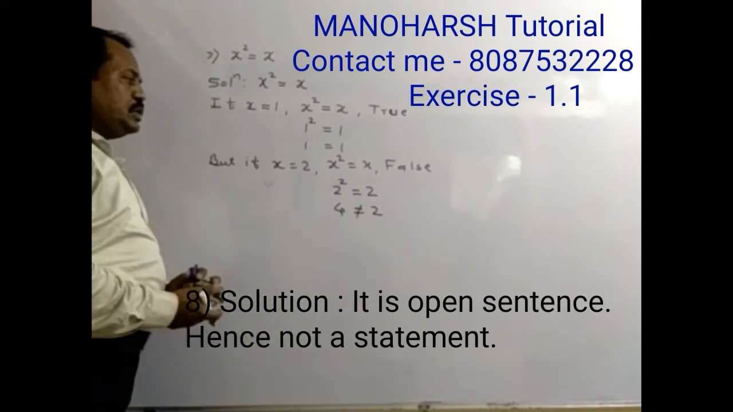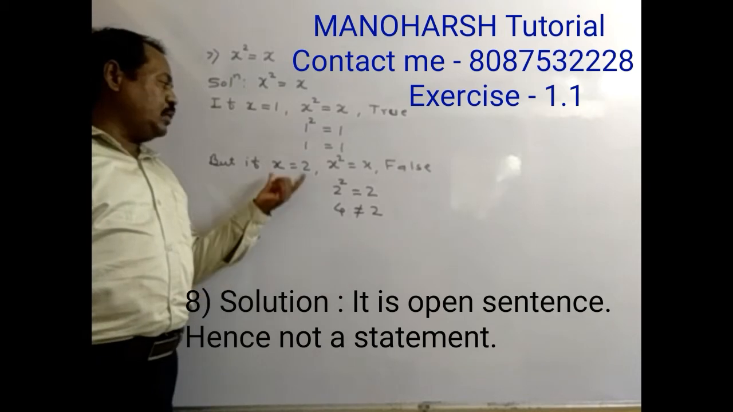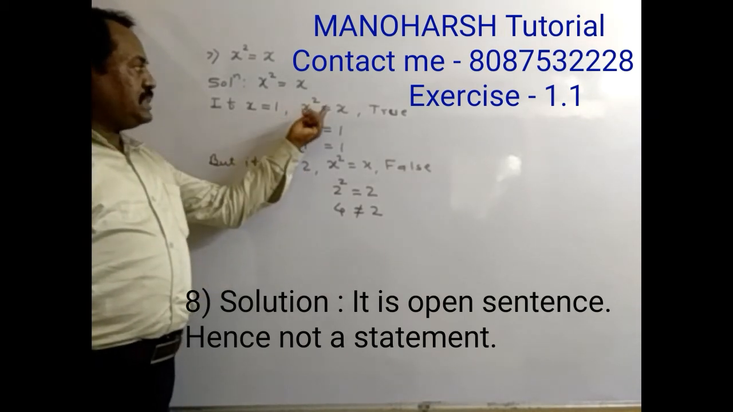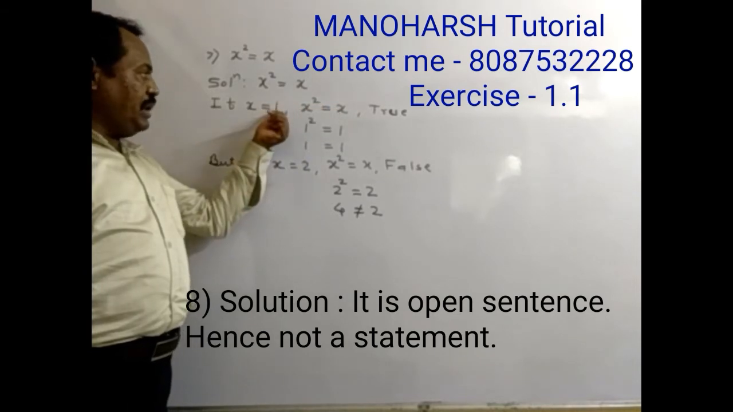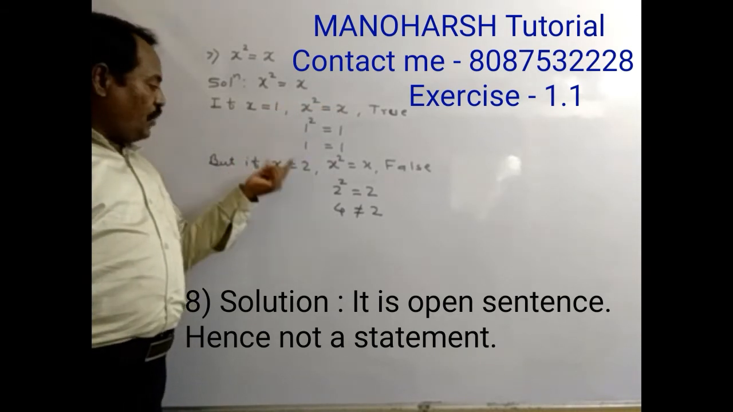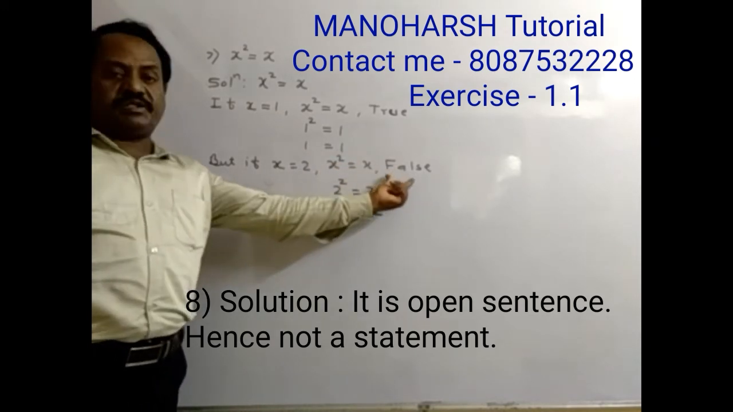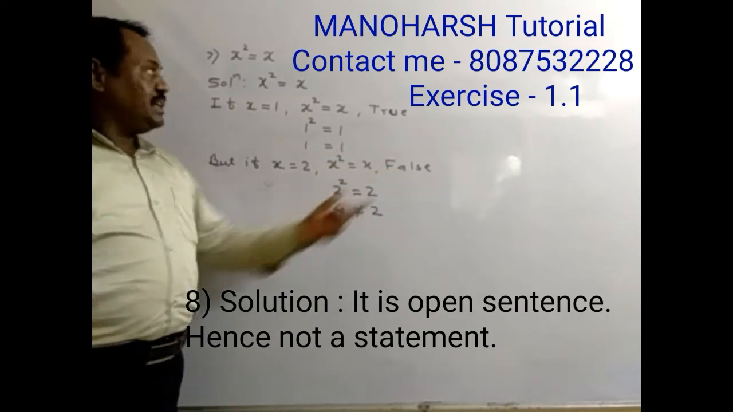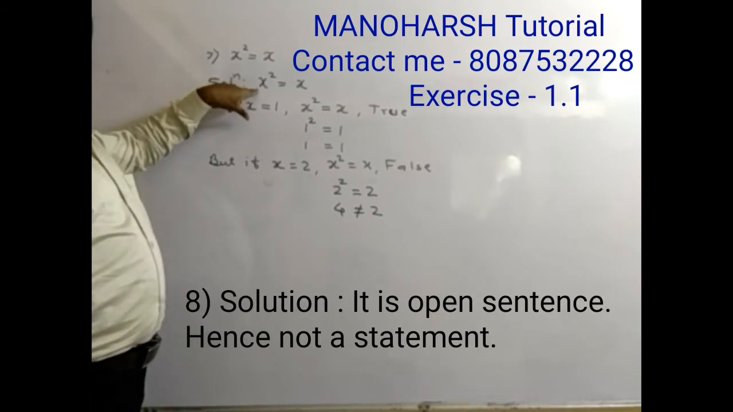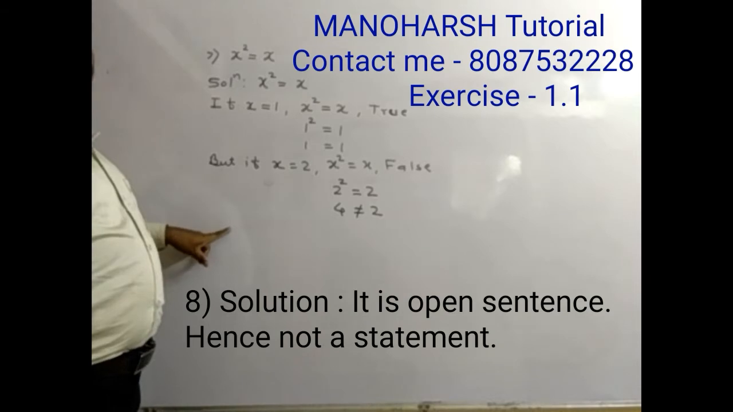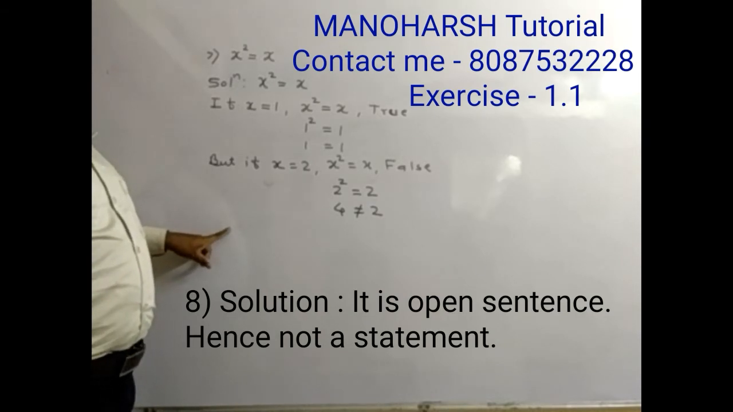So x square is equal to x is not true if x is equal to 2. So the same mathematical expression is true for one value and false for another value, and hence this mathematical expression is what? ओपन सेंटेंस। ये क्या होगा?